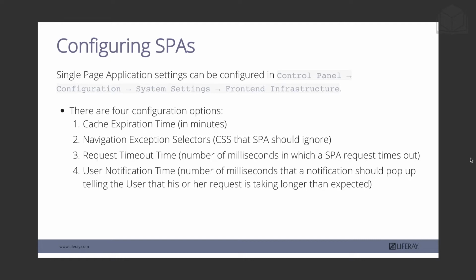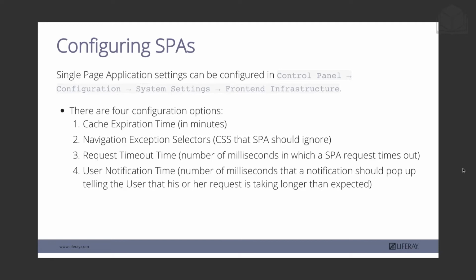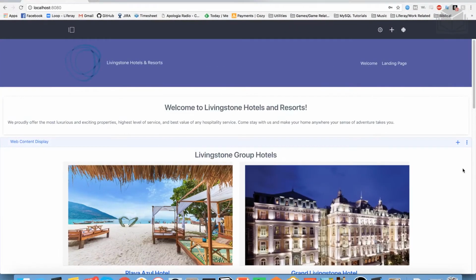And then there is the user notification time. Okay, this will be again milliseconds where a notification will pop up for a user if the request is taking longer than expected. All right, so those two sort of work together. Let me show you what that looks like on the platform, just getting through the control panel and finding these configuration options. Okay, so let's go ahead and hop over.